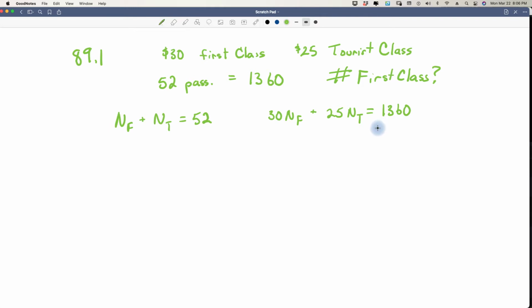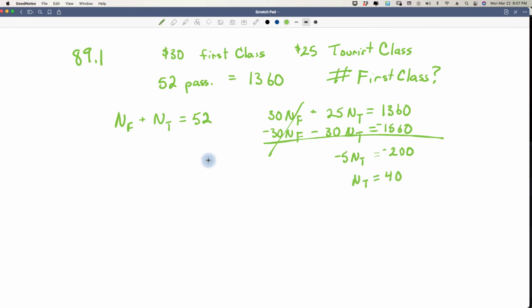In this case, we're going to use elimination. So in order to do that, we're going to have to multiply this entire equation by a number so that we can eliminate one of the variables. And we're going to use negative 30 to do so. So negative 30 times the number of first class, and negative 30 times 1 here. So it's going to be minus 30 times the number of tourist class, and negative 30 times 52 is going to be a negative 1560. Now we can eliminate. These two cancel. We're left with a negative 5 times the number of tourist class equals a negative 200. And if we divide both sides by negative 5, the number of tourist class tickets was 40.